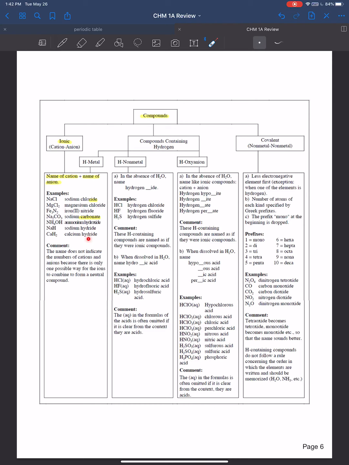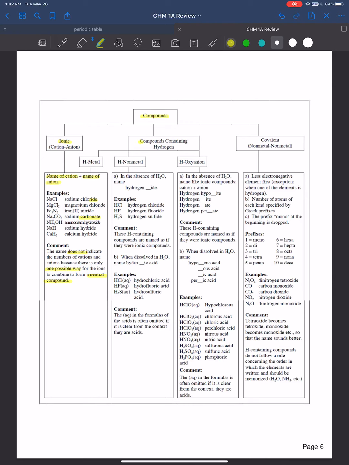And then calcium hydride. Now, something to make note of here is that the name does not indicate the number of cations or anions, because there's only one possible way for those ions to combine to form a neutral compound. So when we are creating ionic compounds, the overall charge is 0. So there's no need to add prefixes to ionic compounds. There's only one possible way to combine the cation and the anion together to make a neutral ionic compound.